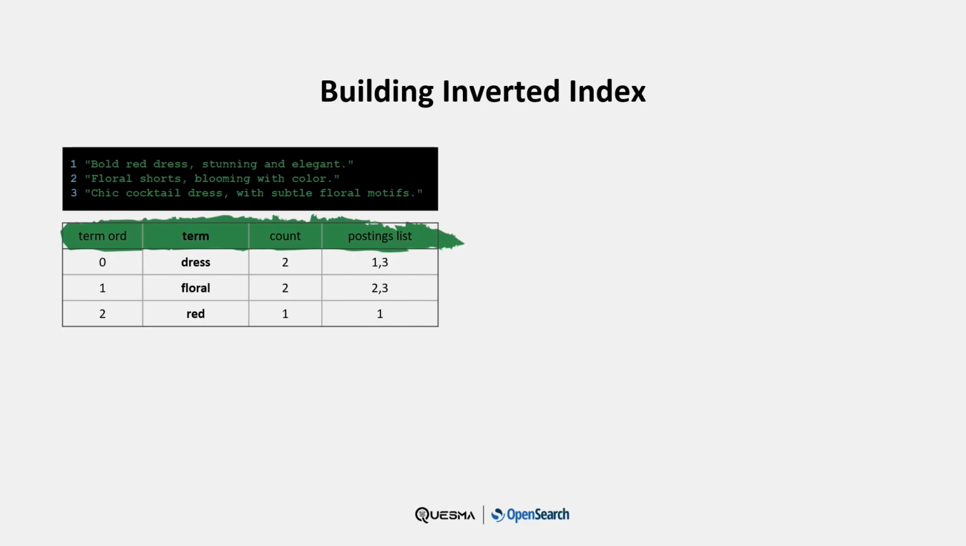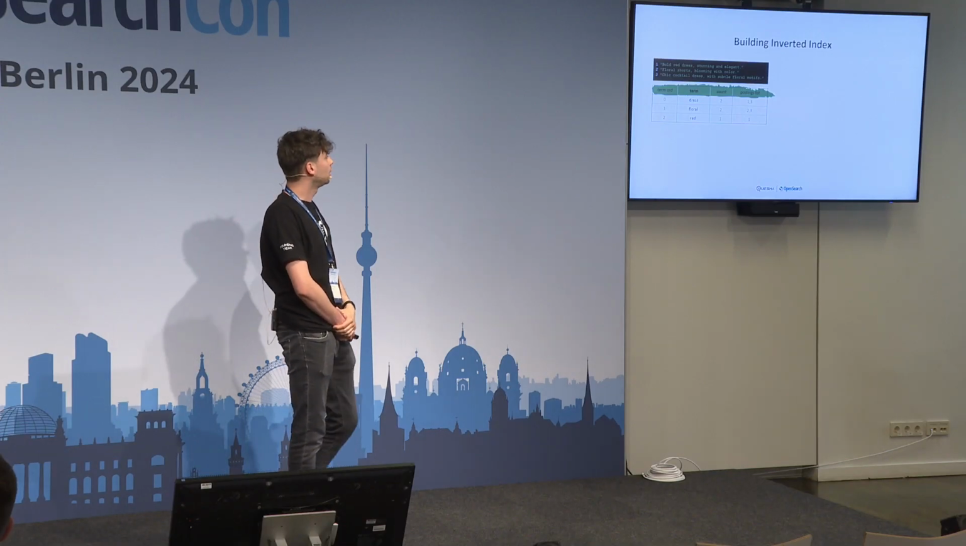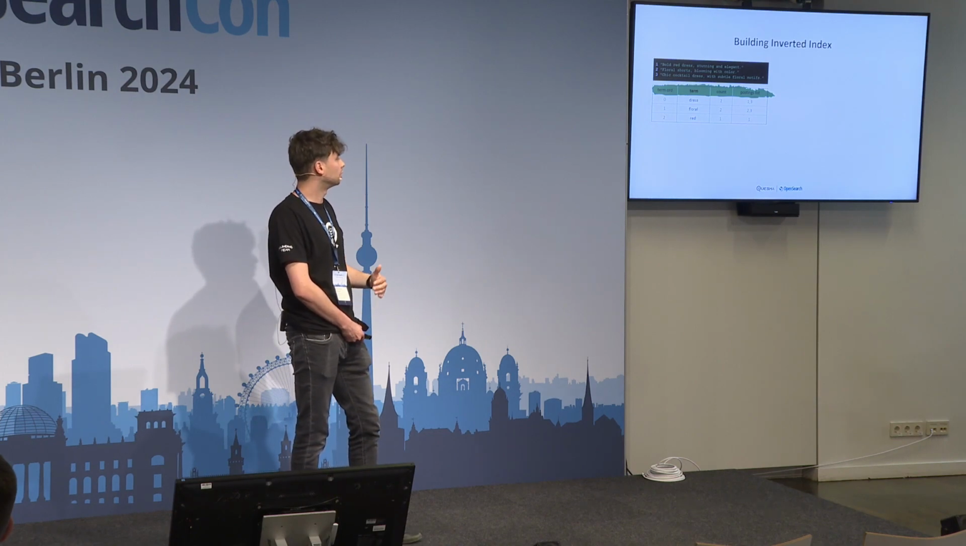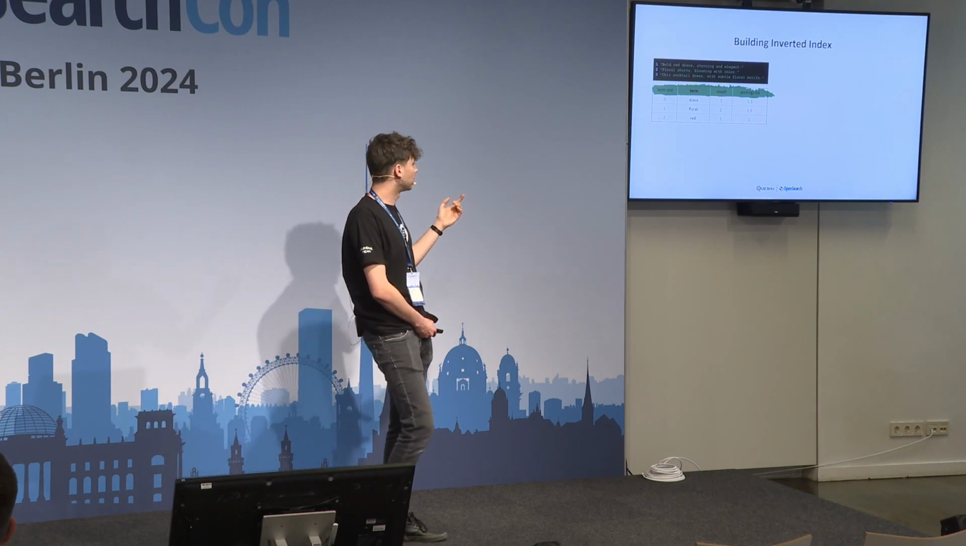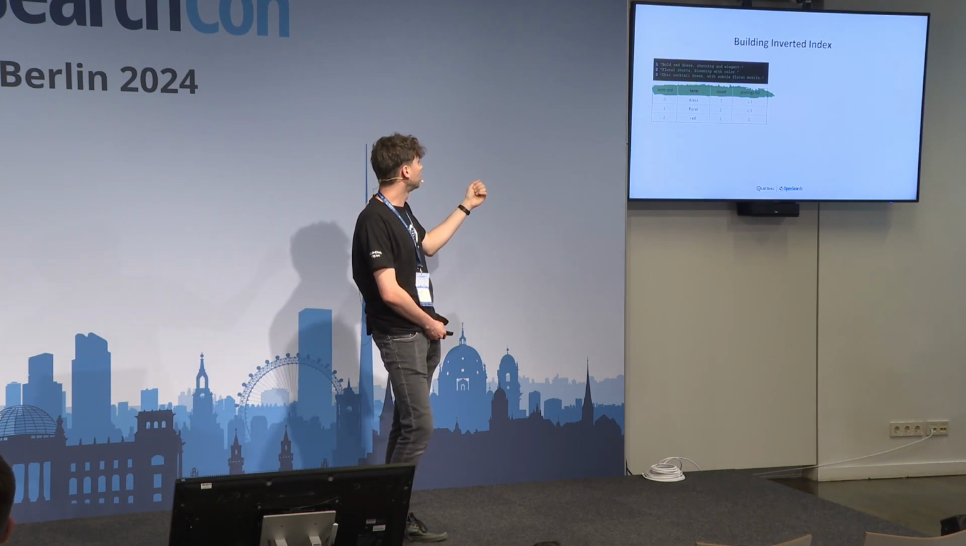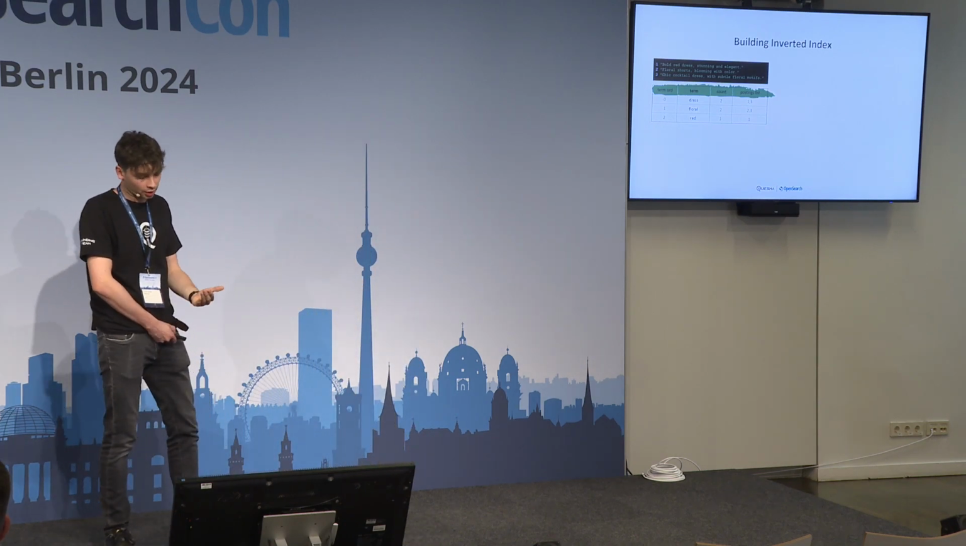We have also count, so how many times a specific term appeared in the whole document collection, and postings lists. Postings lists are just lists of IDs of the documents in which the specific term has appeared. So in this case, we have the term floral, and in documents 2 and 3, there's clearly a word or term floral.